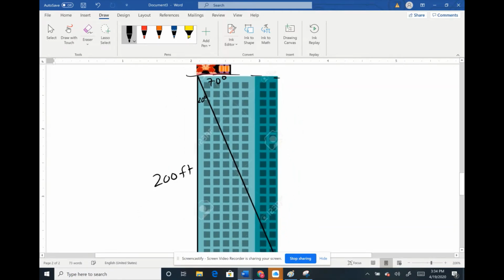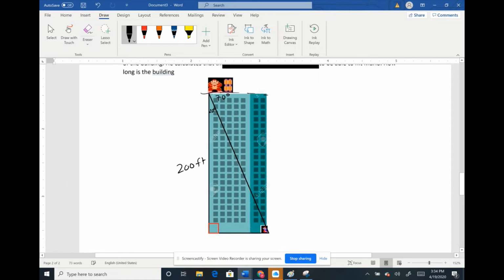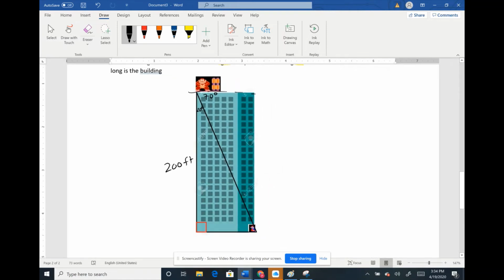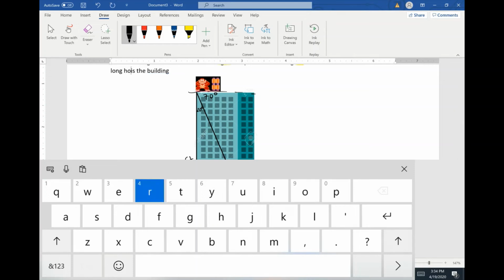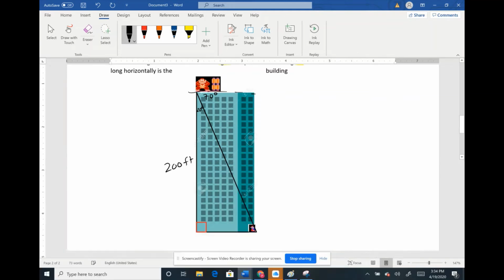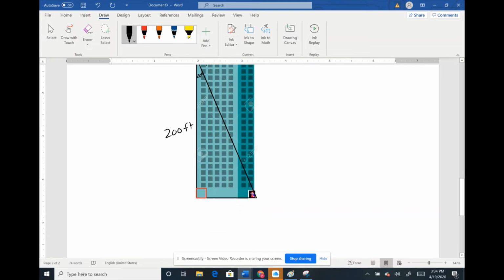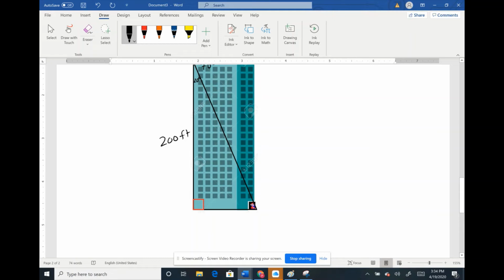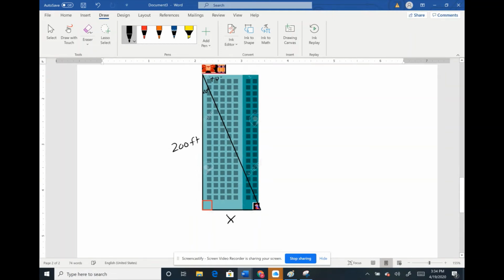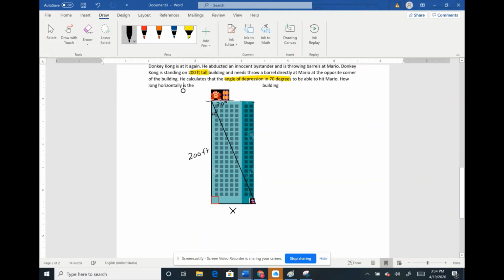Okay, so now how long is the building horizontally? Let's just assume horizontally. Let me write that in there. Horizontally. Probably misspelled, but it's fine. All right, we're talking about the horizontal. So if we were talking about the diagonal, that'd be the hypotenuse, but we're talking about this right here. So I'm going to put an X at the bottom there. We're asking how long is that side of the building.